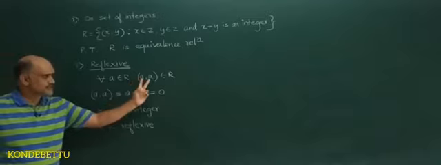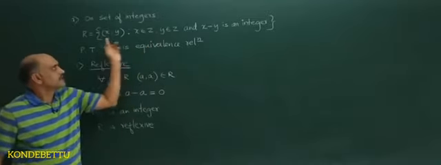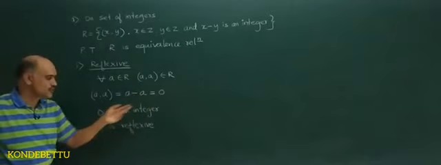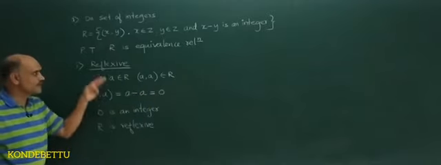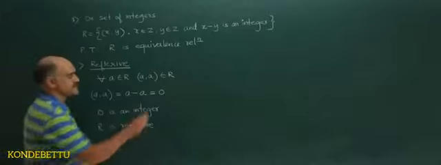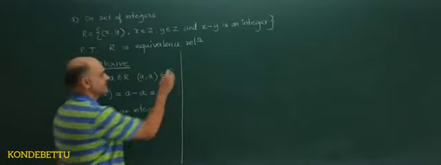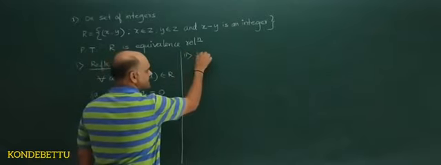Clear? So both elements should be the same. Apply the condition he has given. A minus a equal to 0. So 0 is an integer, therefore the given relation is reflexive. Similarly, if I check the second one, symmetric.